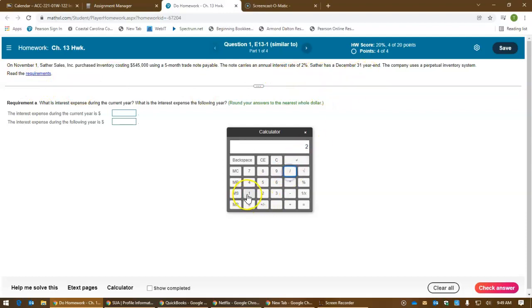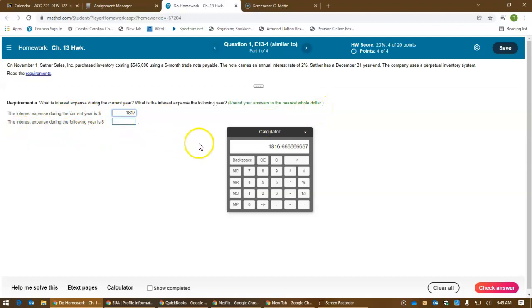So 2 out of 12 months times the interest rate, so convert that to a decimal, 0.02, times the principal. So we're using the interest formula, interest equals principal times rate times time, and the time was 2 out of the 12 months. So times the principal, 545,000. That gives us 1817 because it says round to the nearest dollar.